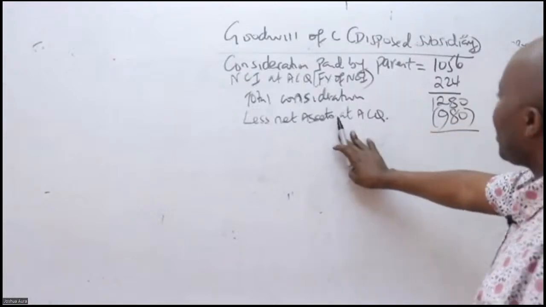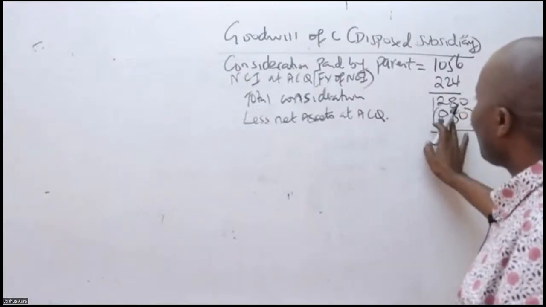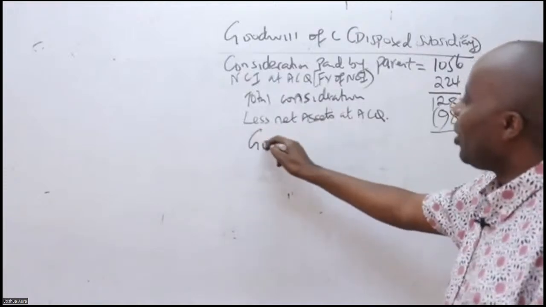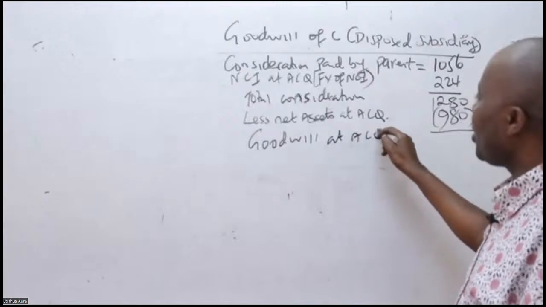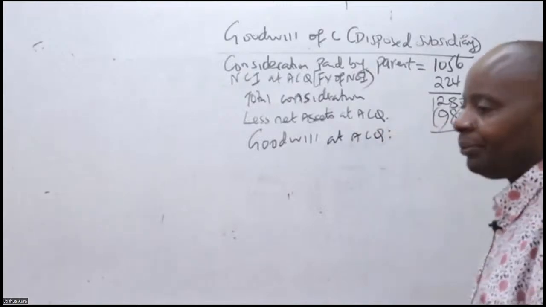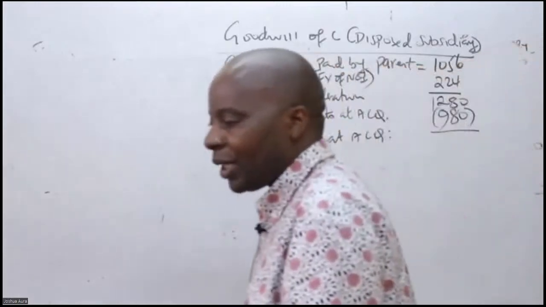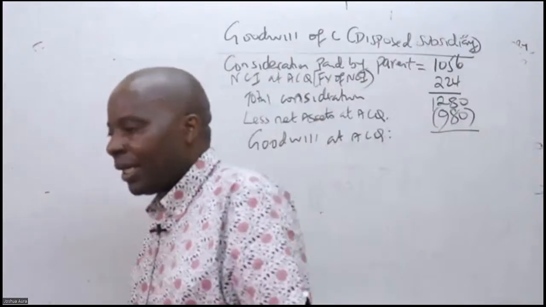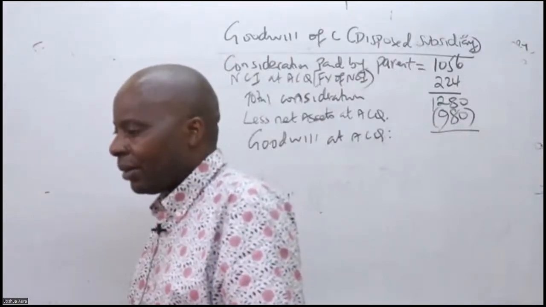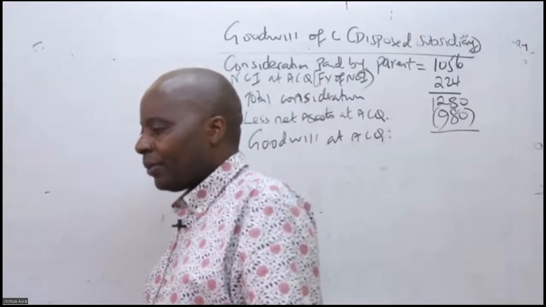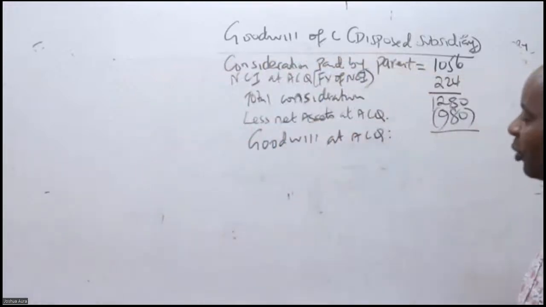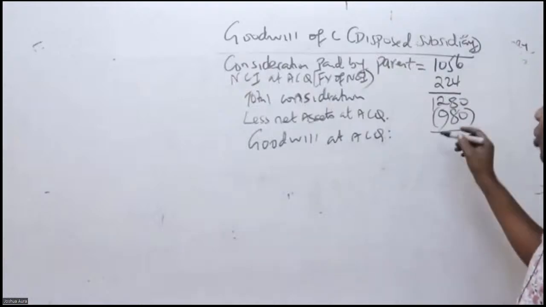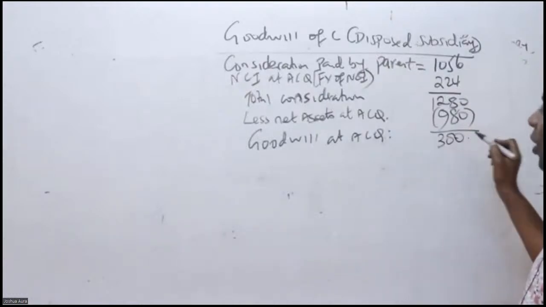Less net assets at acquisition, 980. So you subtract here, whatever you get will be goodwill. Goodwill at acquisition. Are you able to get this figure? They're telling me it is 300. Mark you, this thing is very important and you'll be able to get most of your marks here. So goodwill at acquisition is 300.